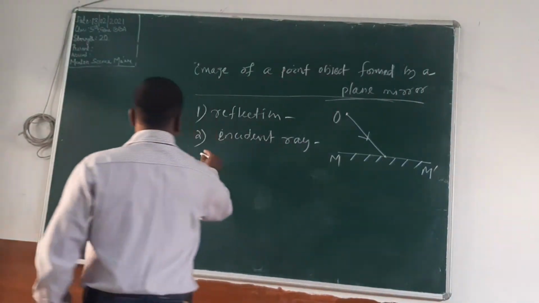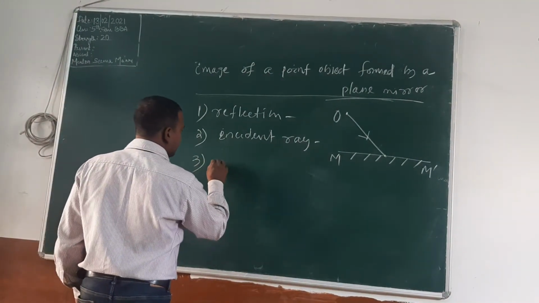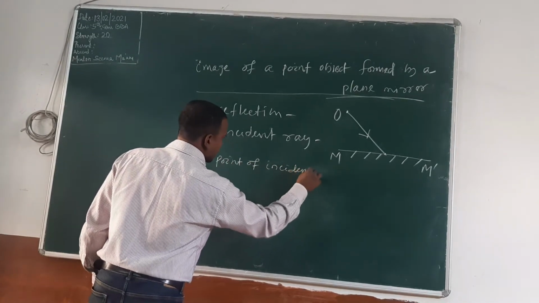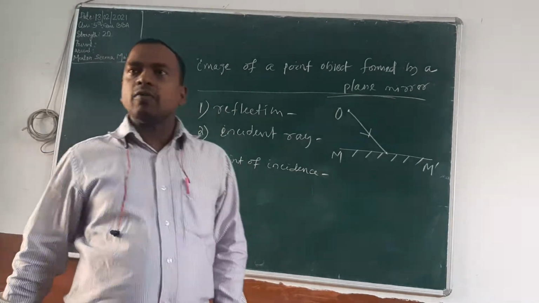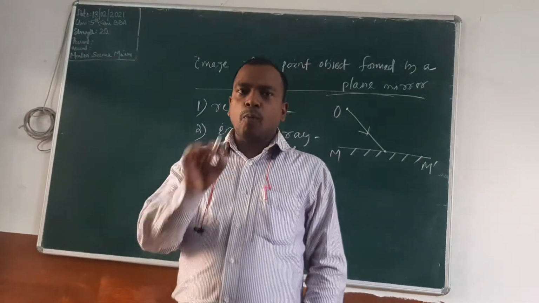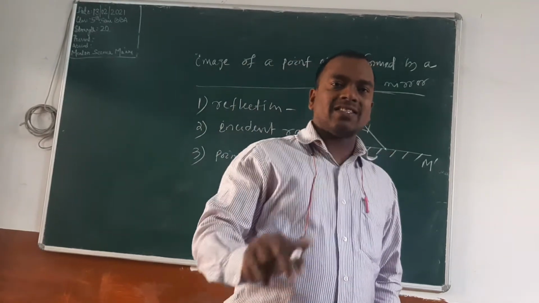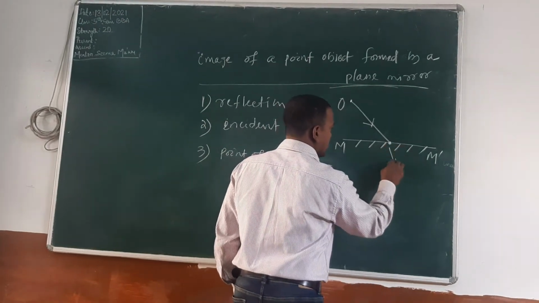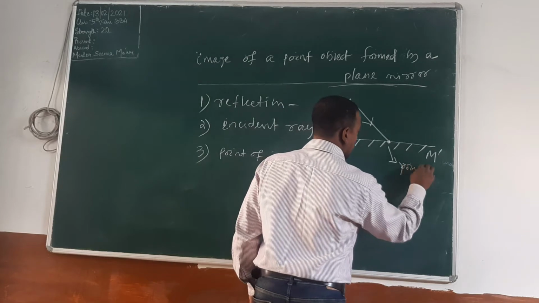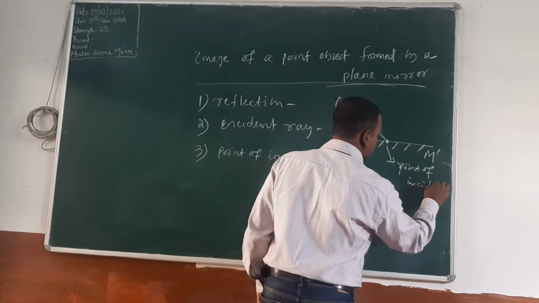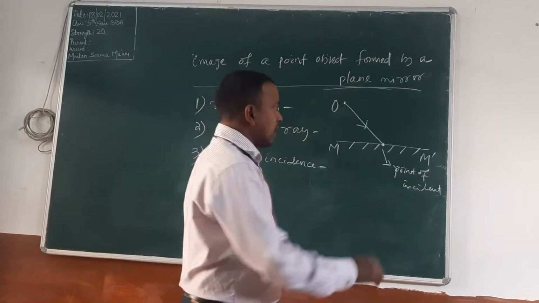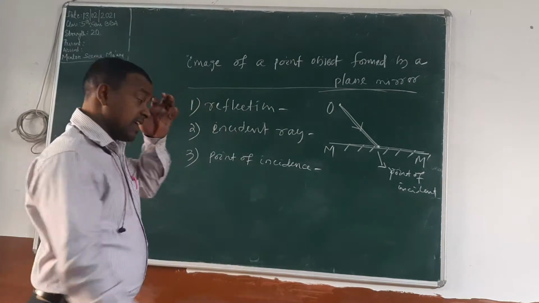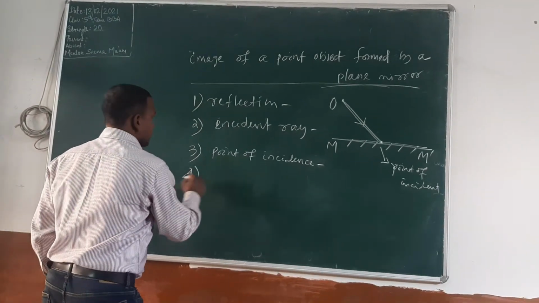Okay. Next we have discussed the point of incidence. What is the point of incidence? It is the point where the incident ray strikes the reflecting surface. This point is the point of incidence.